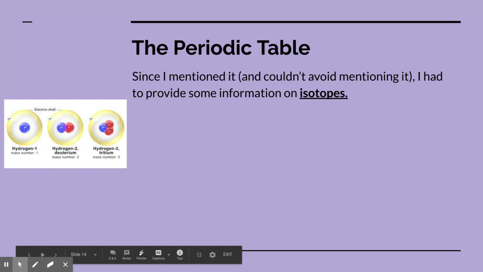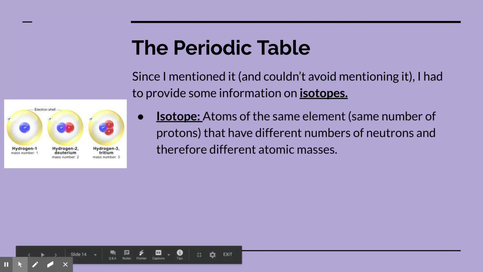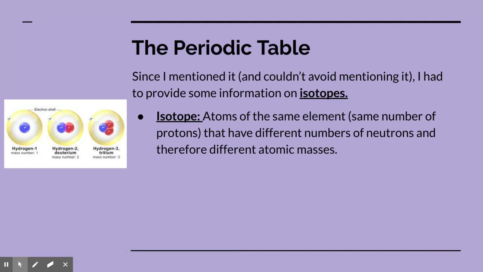So these next two slides are not in your notes, but this is just to, again, cover, because I mentioned the word isotope, and I really couldn't avoid mentioning it. Let's just get into real quick what an isotope is. So an isotope, the definition is that atoms of the same element, meaning that you have an element here, so they all have the same number of protons, but differ in the number of neutrons, and so they have different atomic masses.